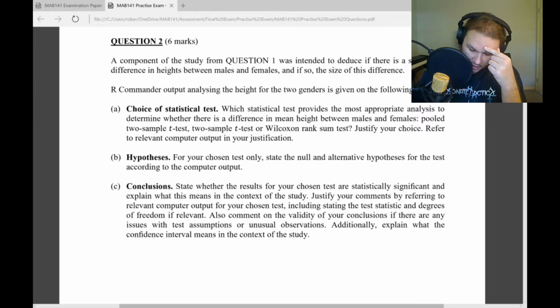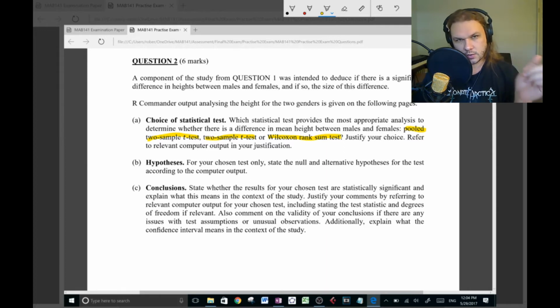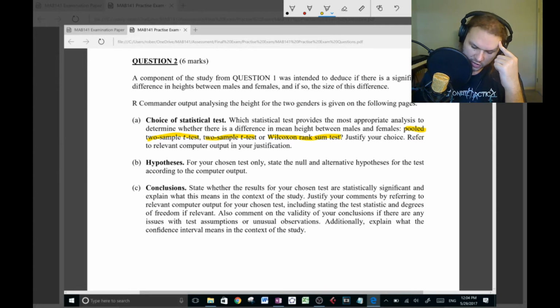So these are the 3 tests possible. There's the pooled 2 sample t-test, so that's when you can assume equal variances between the 2 groups. There's the 2 sample t-test, which is when you don't assume equal variance, and there's the Wilcoxon rank sum test. There are 2 versions, one if it's symmetric, one if it's not, but that just changes what the null hypothesis is on. So we need to decide what the test is.